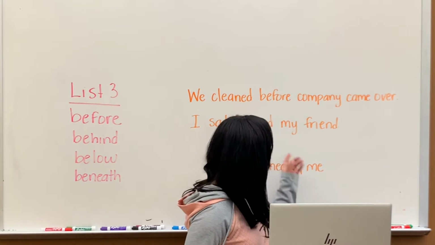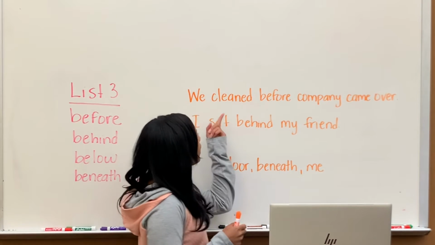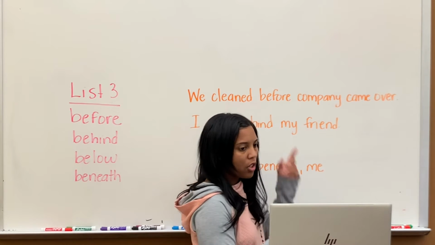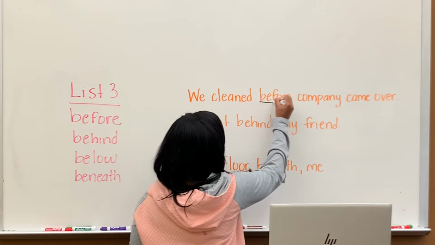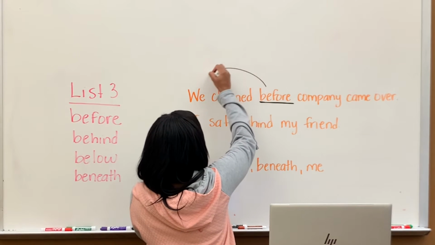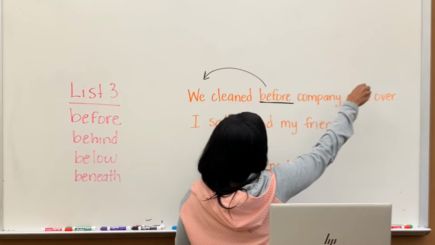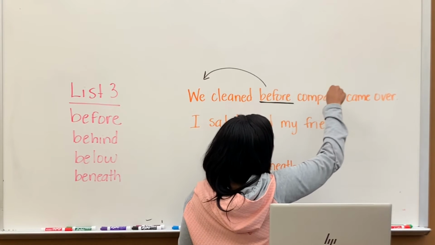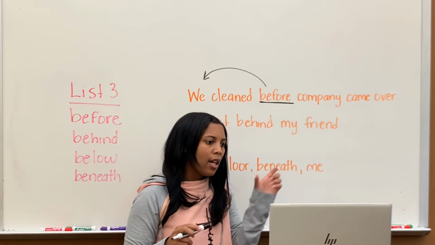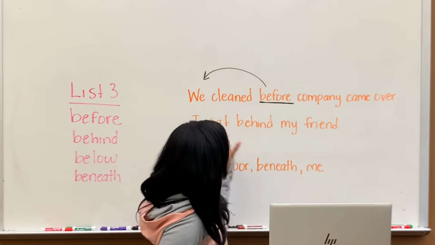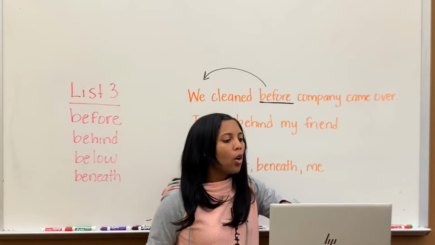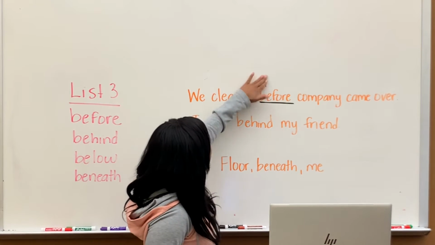All right, so the first one says, we cleaned before company came over. So our preposition in this sentence is before, and it's connecting the pronoun we to company came over. So remember, that's the job of a preposition. It connects parts of the sentence together. So it's connecting we cleaned and company came over. When did we clean? Before the company came over, okay?